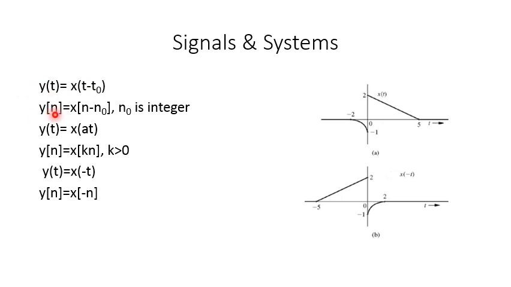Similarly, for the discrete time case, we have n naught as a shift parameter. Depending upon the value of n naught, it can shift right or left, and similar arguments apply to what we already discussed for the continuous time case. The only difference is that in the case of discrete time signals, the shift parameter n naught can have only integer values, right? The next operation is the scaling operation.